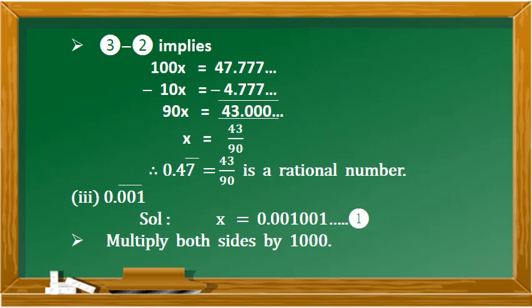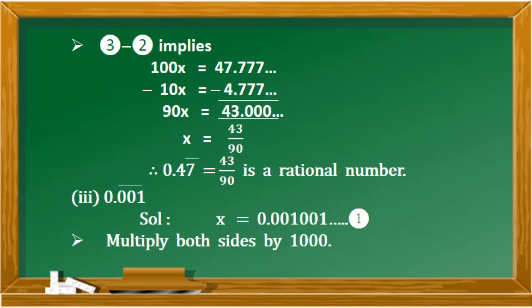Next we are going to see the third subdivision, 0.001 bar, which we have to express as a rational number in P by Q form. Now let us assume x is equal to 0.001001 dot dot, let it be equation 1. You can see we have removed the bar and shown the repeated block of digits and kept dot dot, which denotes that it is getting repeated.